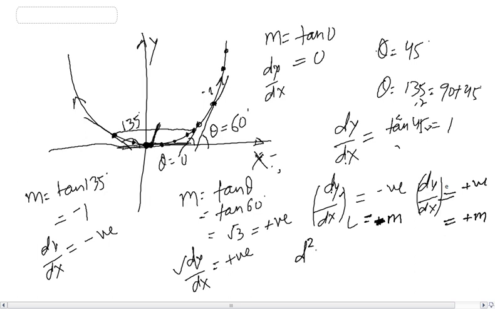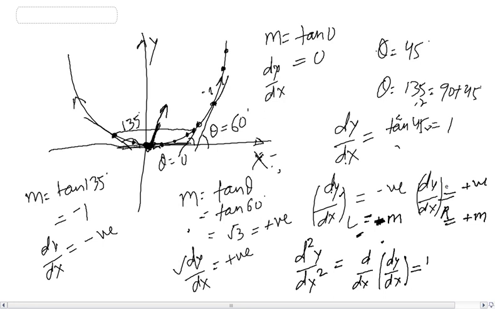Now we know that the second derivative d2y by dx2 is the change in dy by dx with respect to x. This tells us the change in the slope with respect to x, and the second derivative we are calculating is at this point. If you look at these two points, right side and left side, and take the difference, it becomes m for the right minus the left, which is minus m. So this will be 2m.